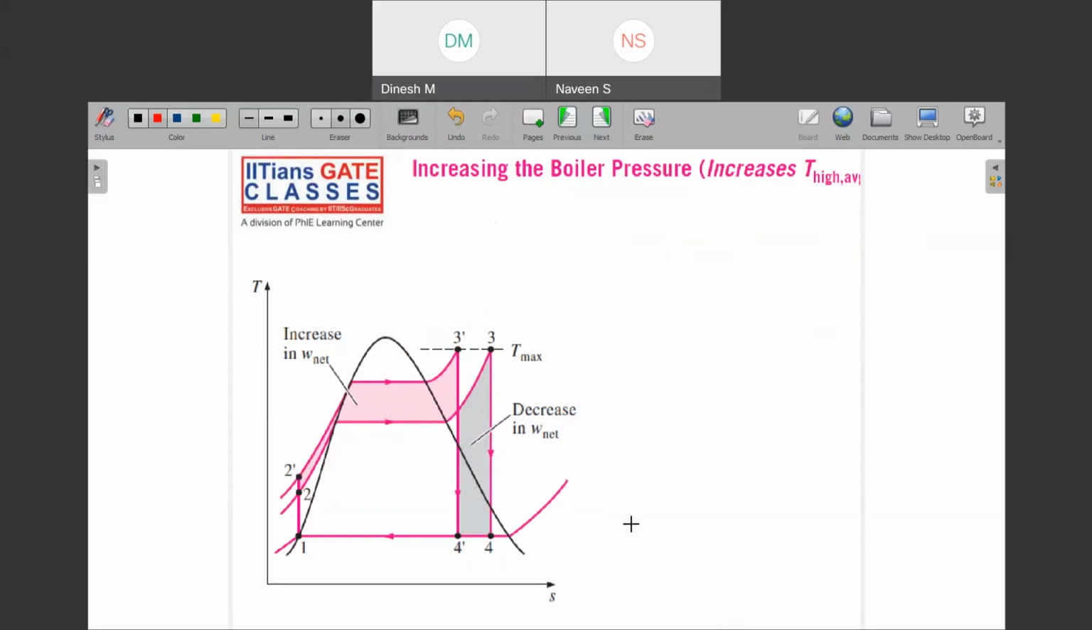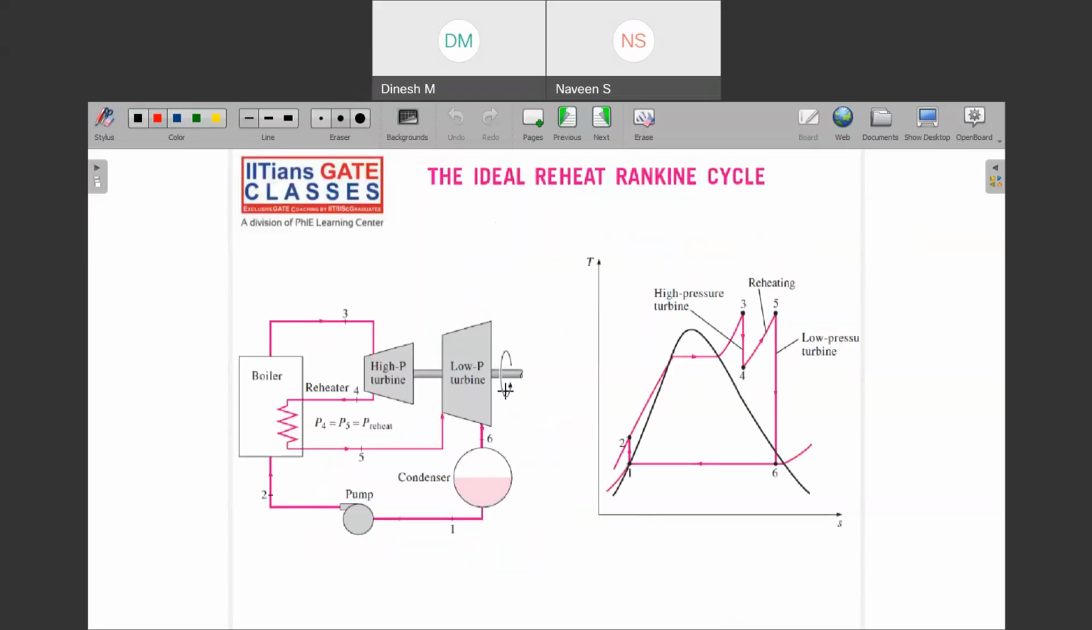Okay, let us now quickly move to a few more things. So there is one ideal reheat Rankine cycle. Again, what happens here in the reheat Rankine cycle, can you see, this is the part where you are reheating, and then you are expanding it.